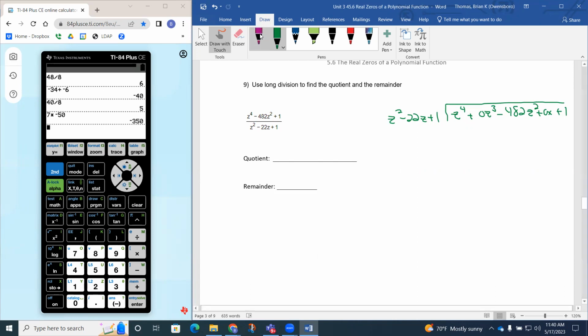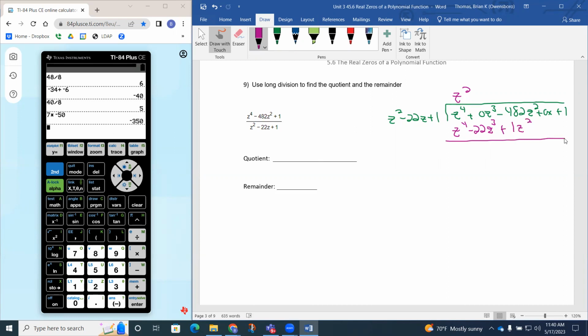So we're learning, what times z squared gives me z to the fourth? Well, I need two more z's, z squared. So then we multiply z squared times z squared would be z to the fourth. Z squared times negative 22z would be negative 22z cubed. And z squared times 1 would just be a positive 1z squared.